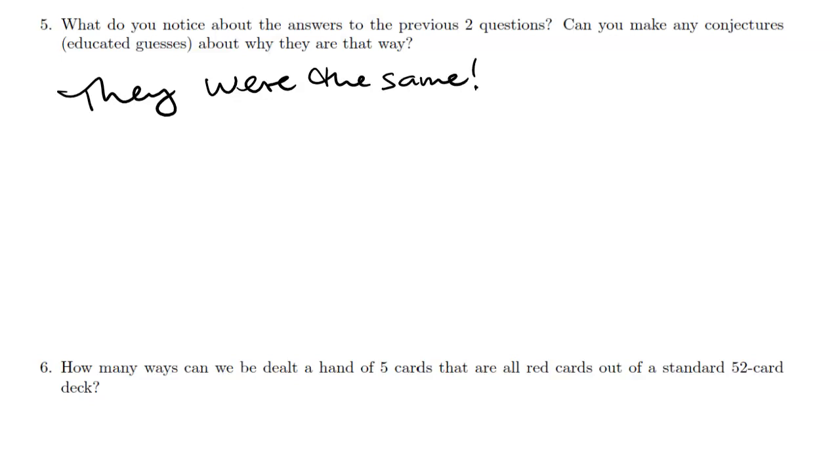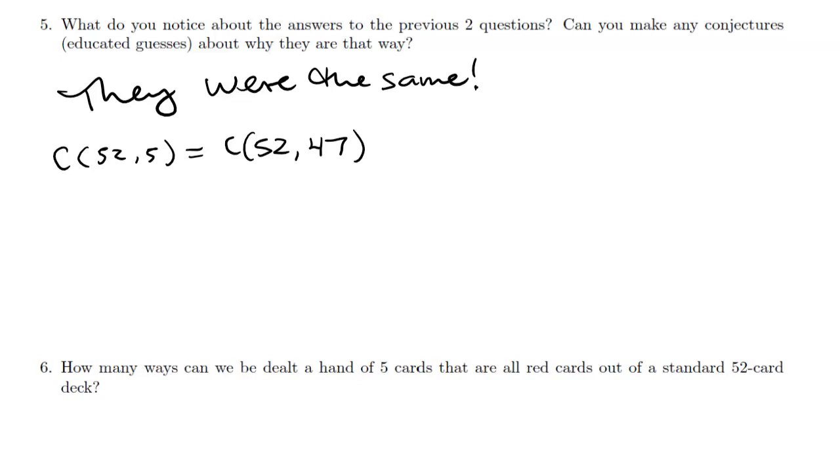So then it asks us, can we make any conjectures, which is an educated guess, about why they are that way? So why is combinations of 52 choose 5 equal to combinations of 52 choose 47? Well, you probably noticed that when we simplified the formula for the combinations, they turned out to have exactly the same factorials in them. And you might try and think about, well, why is that the case?